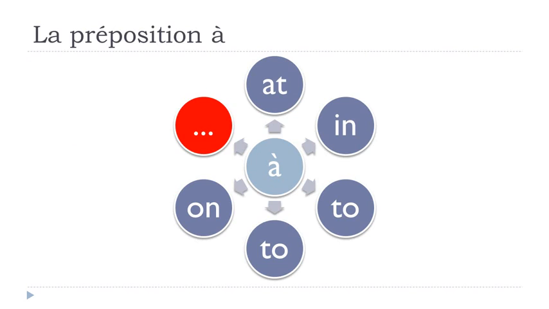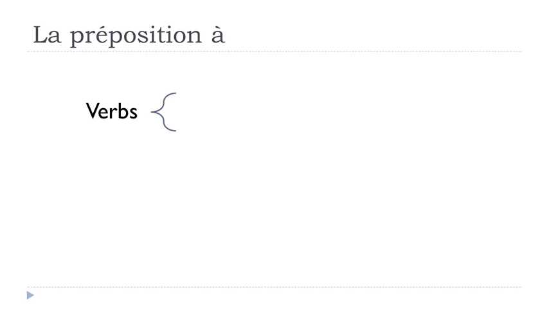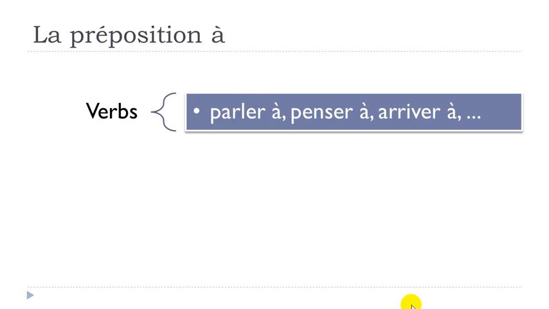All right? And now let's see all the other possibilities that we've got, okay? So with verbs, because some verbs, and it's only examples here because we've got many verbs that will require this preposition à, okay? So parler, parler à, to talk to, penser à, okay, to think about someone or something, arriver à, okay, to succeed to do something, okay? So in that case you should use this preposition à with these verbs.